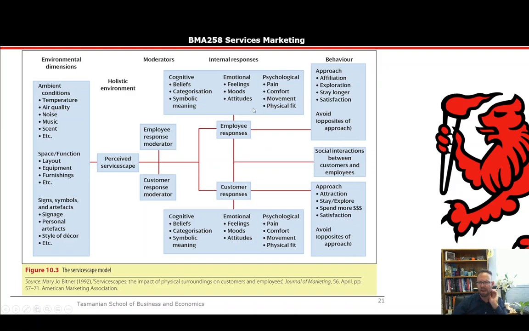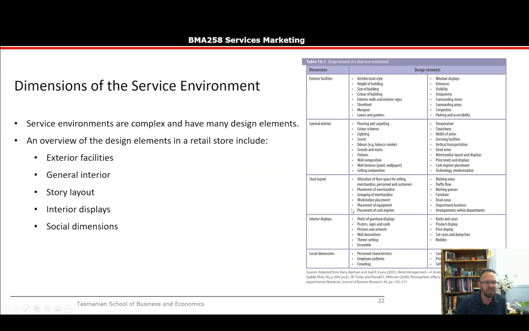So this model is quite powerful, explaining how the Servicescape which we craft for our service firm has a direct, well, shouldn't say direct because it goes through this model, but flows through this model. It has an impact on both our employees and most importantly our customers as well. Alright, so let's have a look at this now. The dimensions of the service environment.